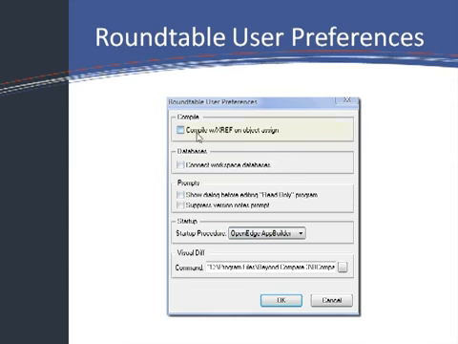First, Compile. The Compile with XREF on Object Assign checkbox. Checking it will tell Roundtable to compile an object with the XREF option anytime you assign an object to a workspace. In other words, assigning an object is manually placing an object version into a workspace. We'll cover objects, object versioning, compiling, and the assign process in a later module.